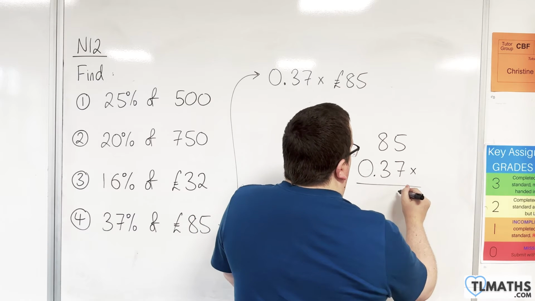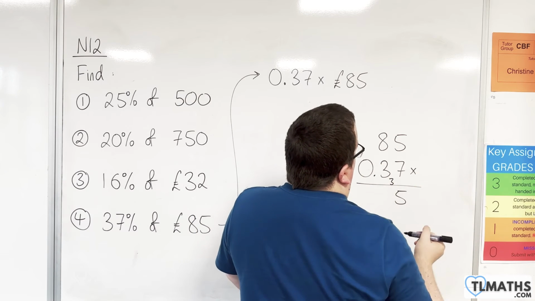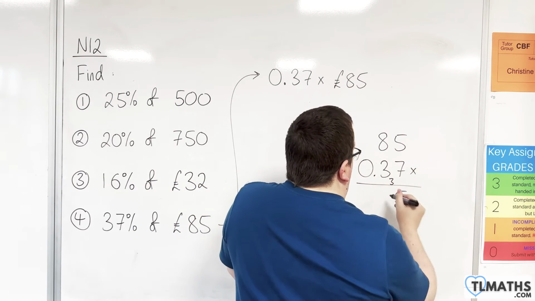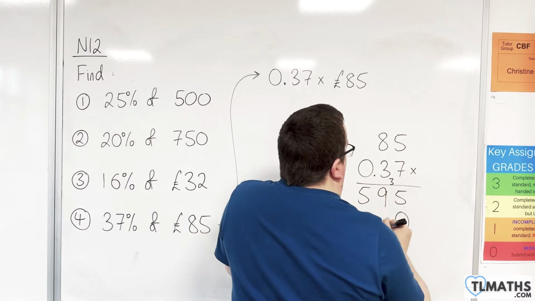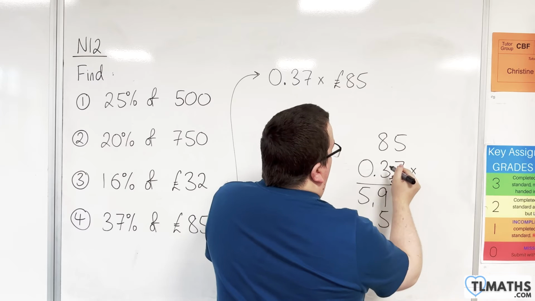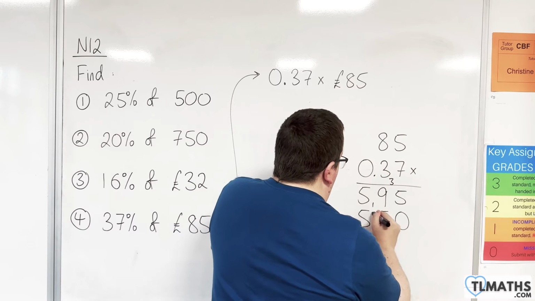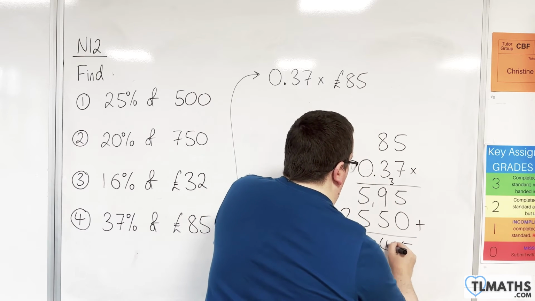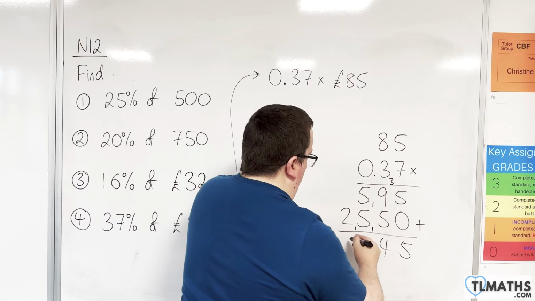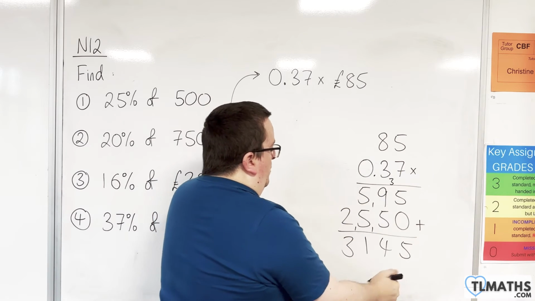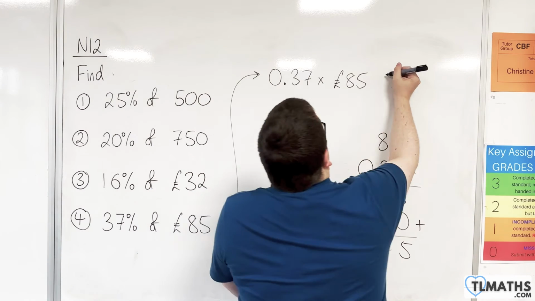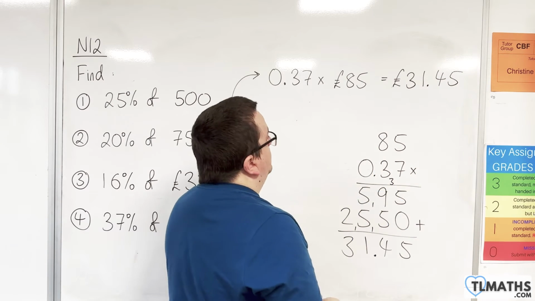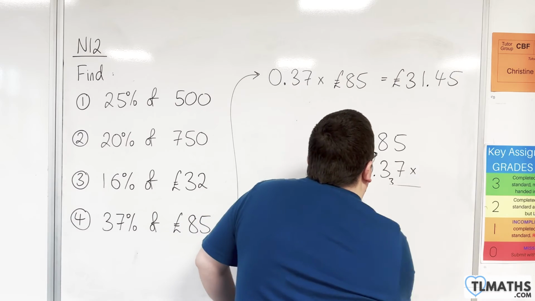So 5 sevens are 35. 8 sevens are 56. Plus the 3 is 59. Bring in a 0. 3 5s are 15. 3 8s are 24, plus the 1 is 25. Add those two results together. We'll have 5, 14, 11, and 3. And we've got two numbers to the right of the decimal point, so 31.45. So this is £31.45. Okay, so that's one way.